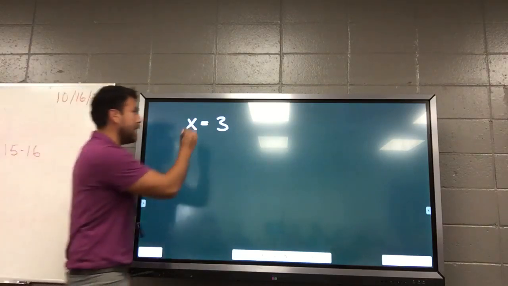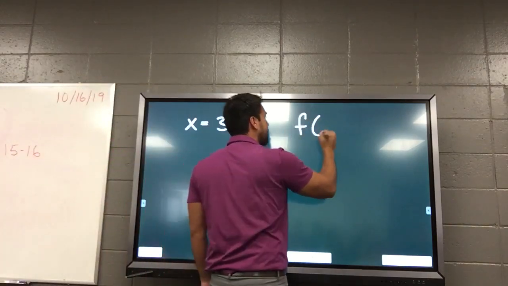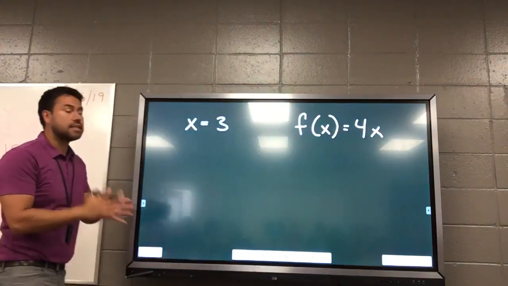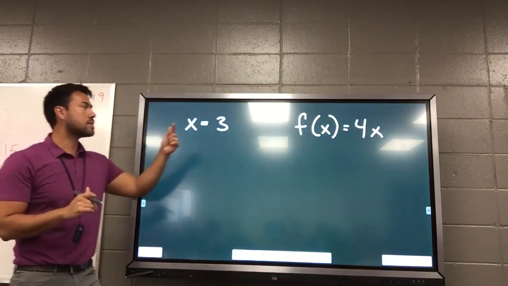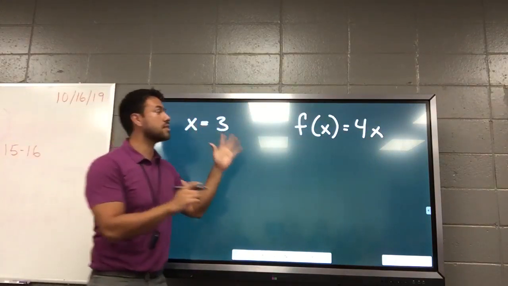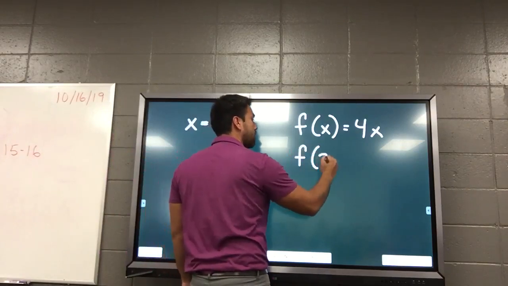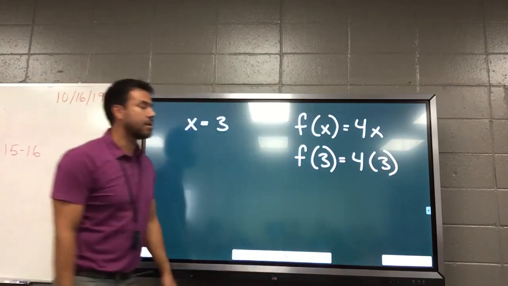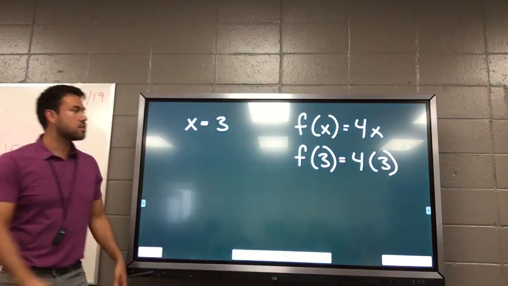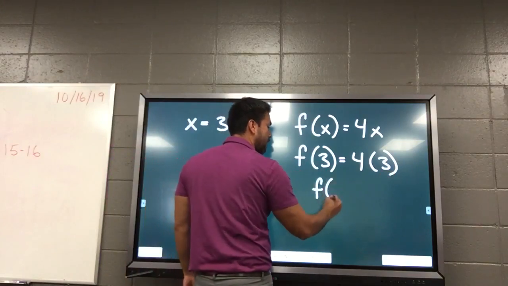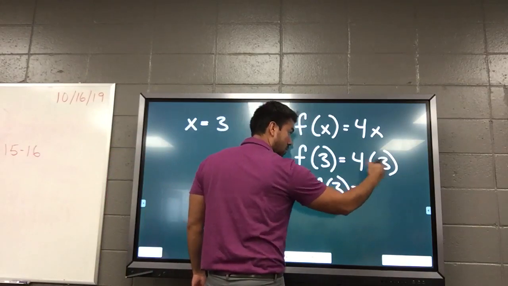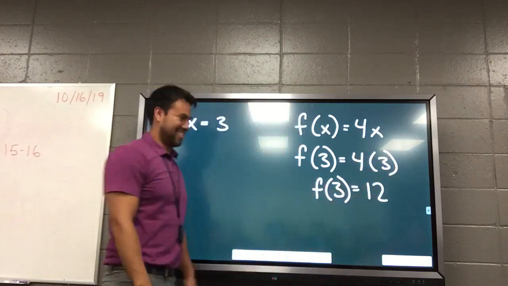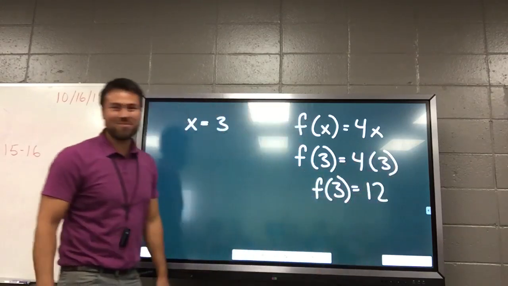All right, if x equals 3 and f of x equals 4x, I'm just rewriting it. This is what you would do. You would replace x with 3. So this is how you would write it: f of 3 equals 4 times 3. You're like, wait, why would you do that? Because what does x equal? 3. So your answer would be f of 3 is equal to 4 times 3, which is 12.